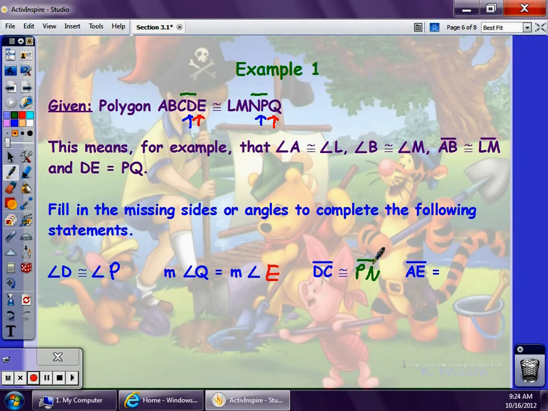So we want to make sure we're going in the correct order. That was a good error for me so that I can show you what we need to make sure we do. If we go in the order of D to C, I need to make sure that I go in the order from P to N. And then lastly, segment AE is going to be equal to segment LQ.